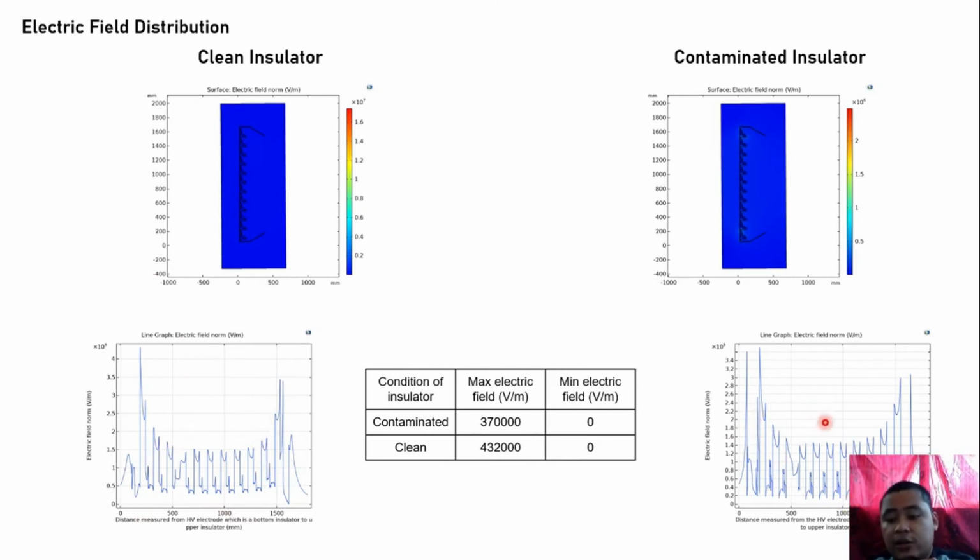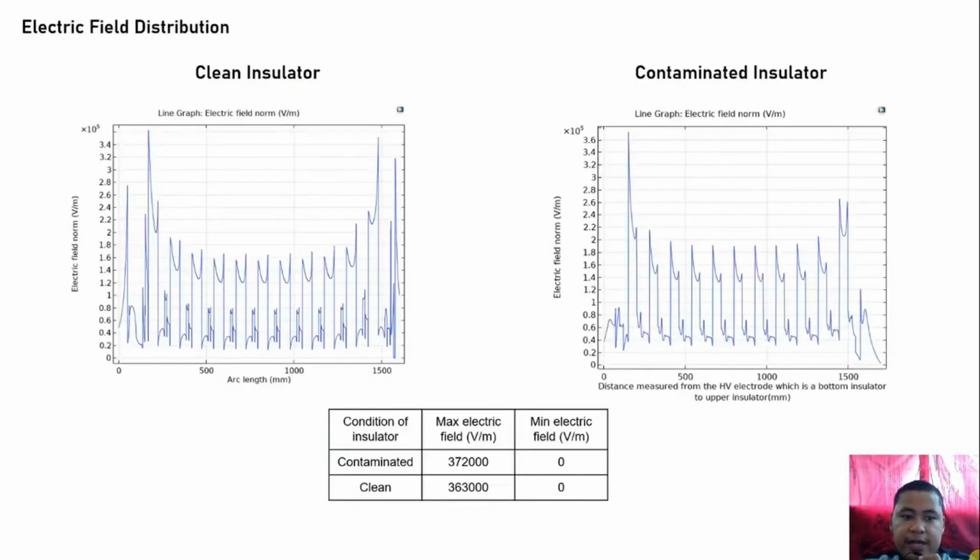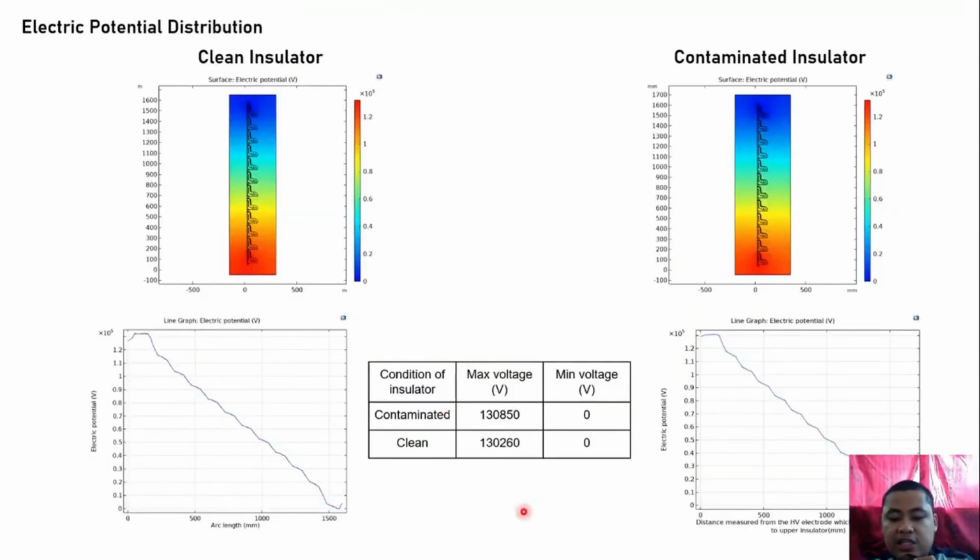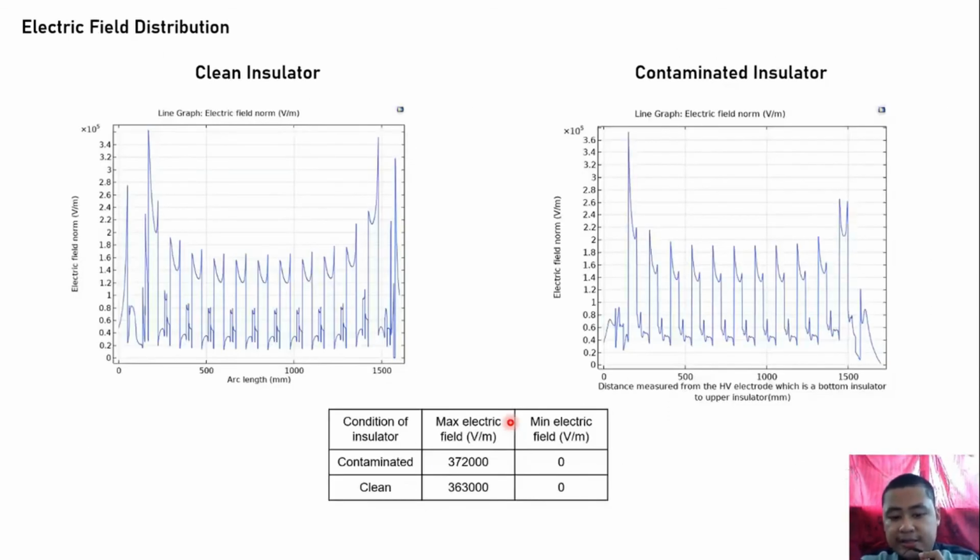And as I told you earlier, the pattern of the clean insulator is much higher than the pattern of the contaminated insulator. The last thing that I want to analyze is that the electric potential doesn't differ much, because when we designed the insulator, we calculated that the creepage distance can withstand a highly polluted area. That's why the maximum voltage doesn't differ much, and the same goes for the electric field distribution.